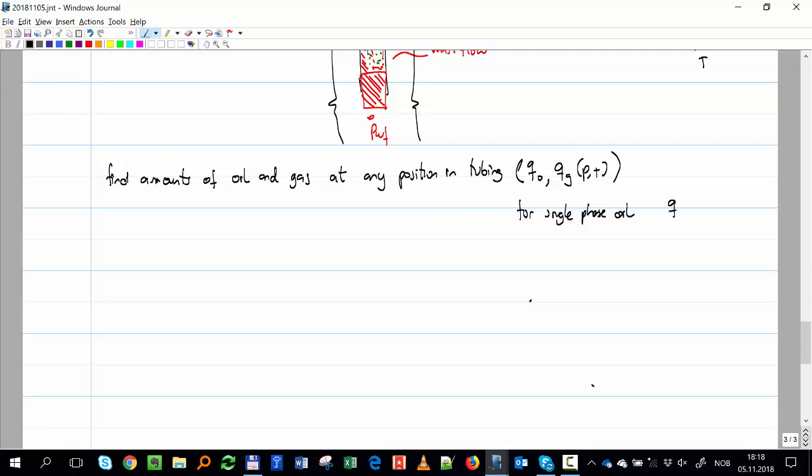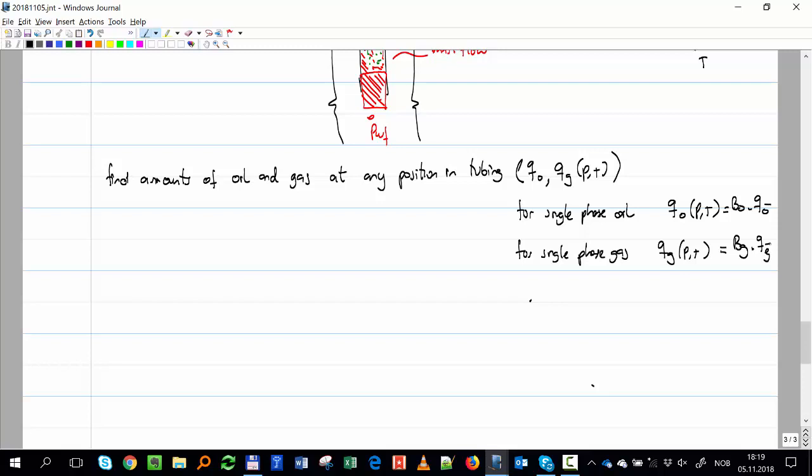We already know that for single phase oil, we had a factor: QO at any pressure and temperature was BO times QO at standard conditions. And for single phase gas, Q gas will be BG times QG at standard conditions. So we have to find something equivalent.